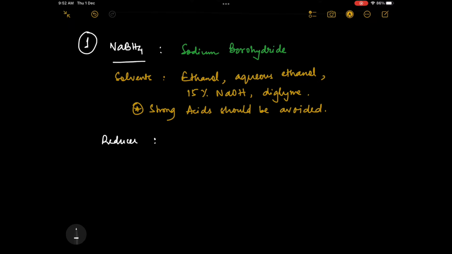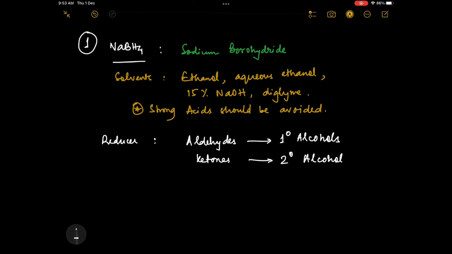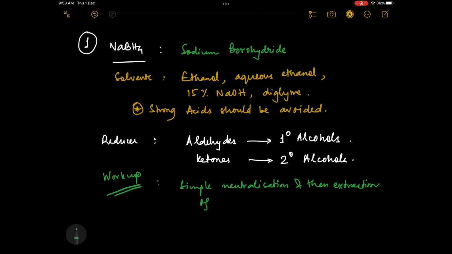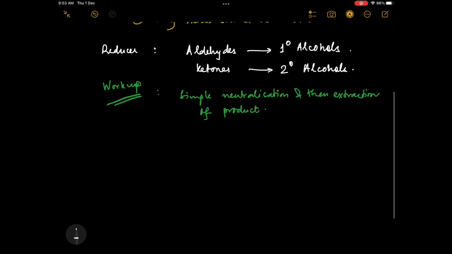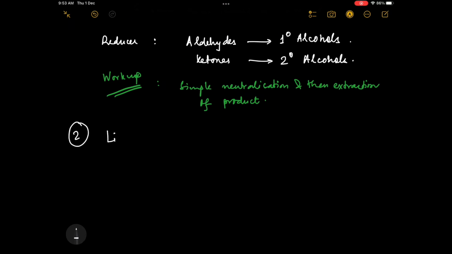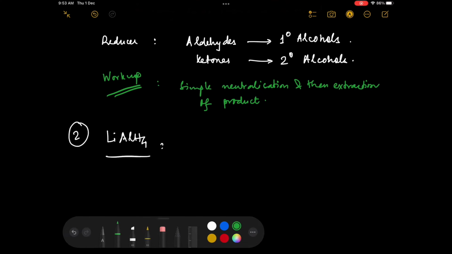This NaBH4 reduces aldehydes to 1 degree or primary alcohols, and ketones to 2 degree or secondary alcohols. The preferred way of working up the sodium borohydride after the reaction is simply neutralizing it using dilute acids, and then extraction of the products can be performed via organic solvent extraction.